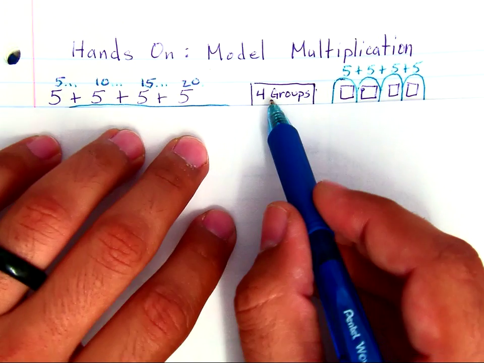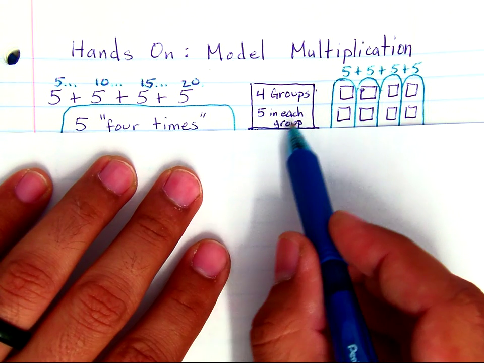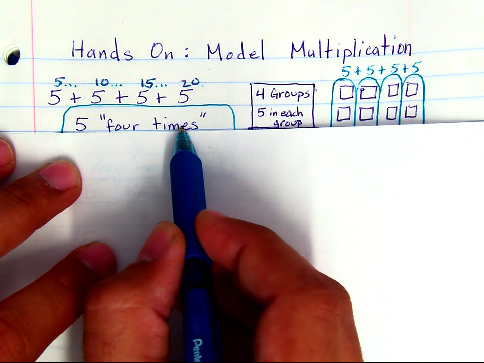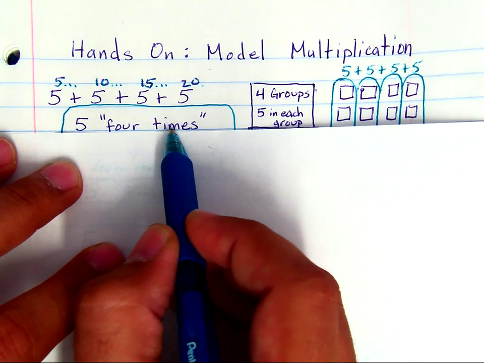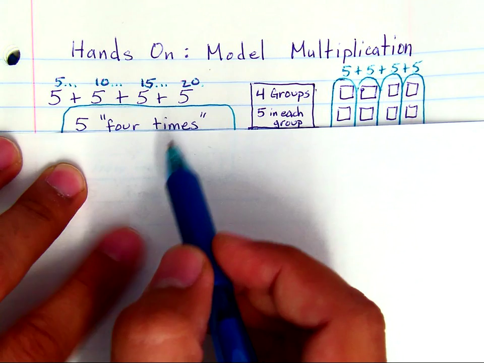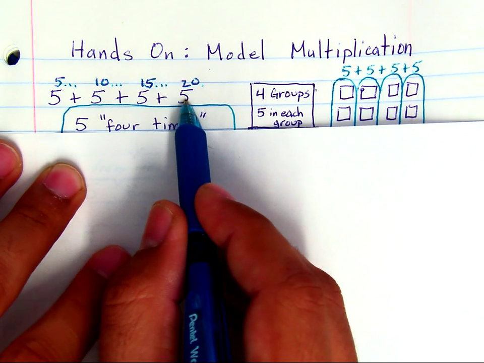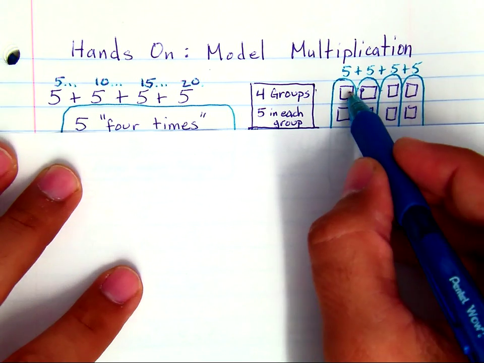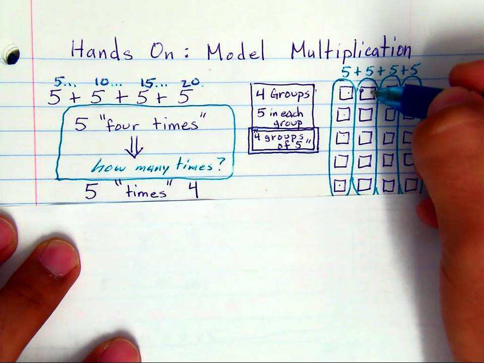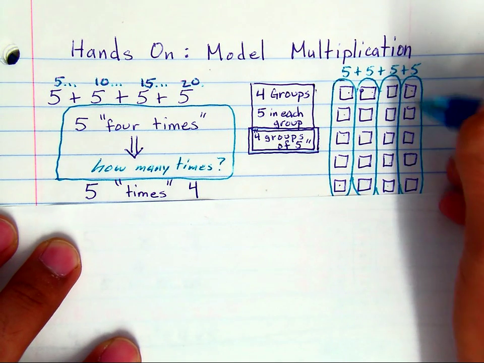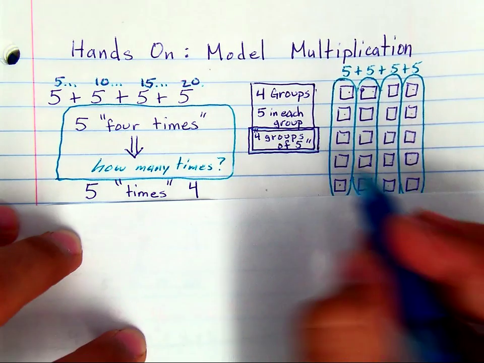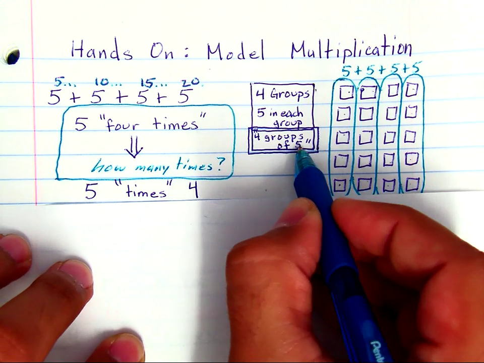Now when you're showing 4 groups with 5 in each group, then you essentially have 5 4 times. And that's what I'm telling my class, is that you have 5 4 times. Now, how many times you count 5 really matters, because when you're asked to draw a diagram where you have 5 cubes 4 times, you essentially have 4 groups with 5 in each group. Now the book is going to say 4 groups of 5.